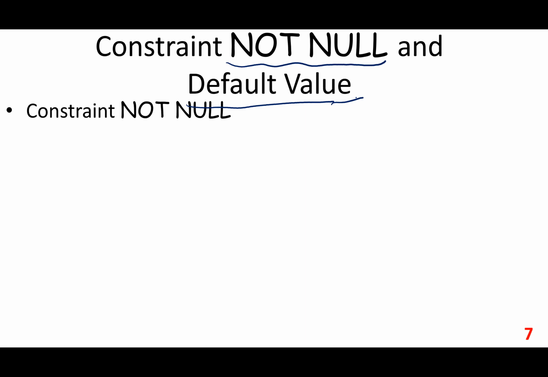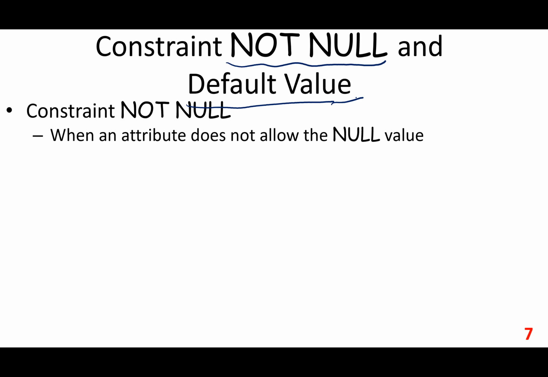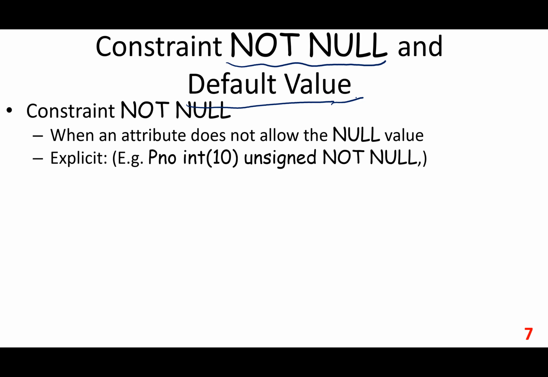It's quite natural. So constraint not null when an attribute does not allow the null value. So let's look at this example. Explicit and implicit. Implicit, primary key, that's implicit, right? Primary key. But for other non-primary key fields, we need to do it explicitly.